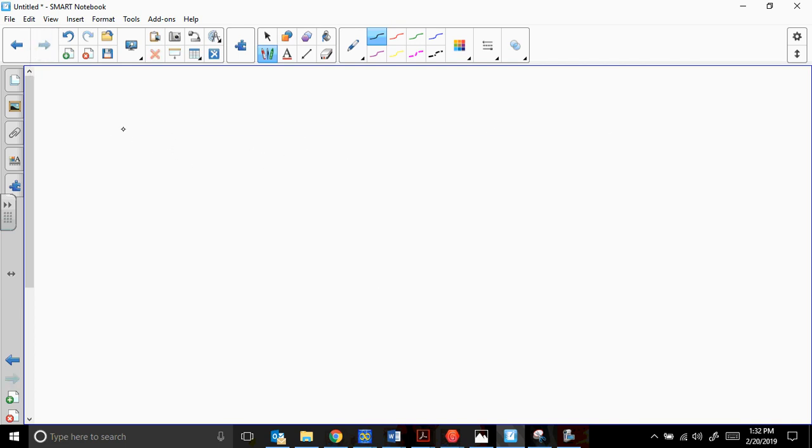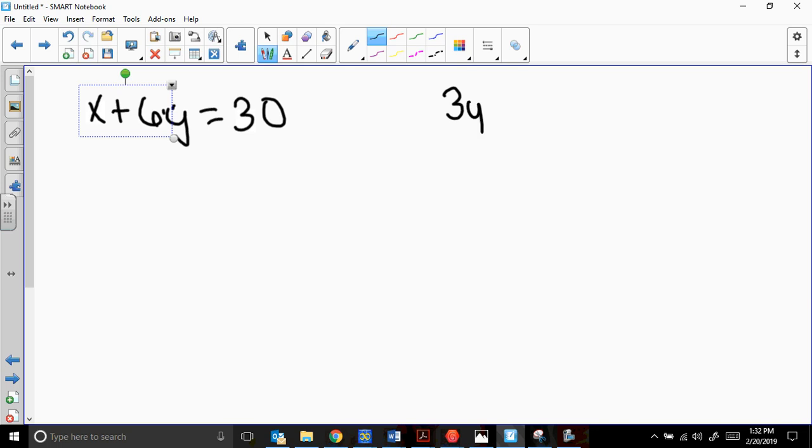All right, let's try another example. What if we have the equation x plus 6y is equal to 30, and then we have the equation 3y equals 18x minus 6. Why are these different than the other three that we've done? It's because these aren't in slope-intercept form. So we can't automatically tell the slope right away, but we do know how to solve and put them in slope-intercept form so we can determine the slope.